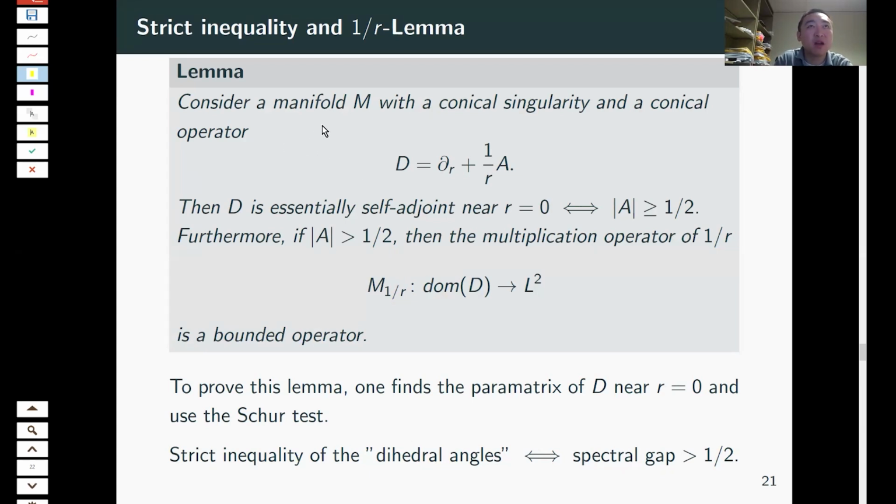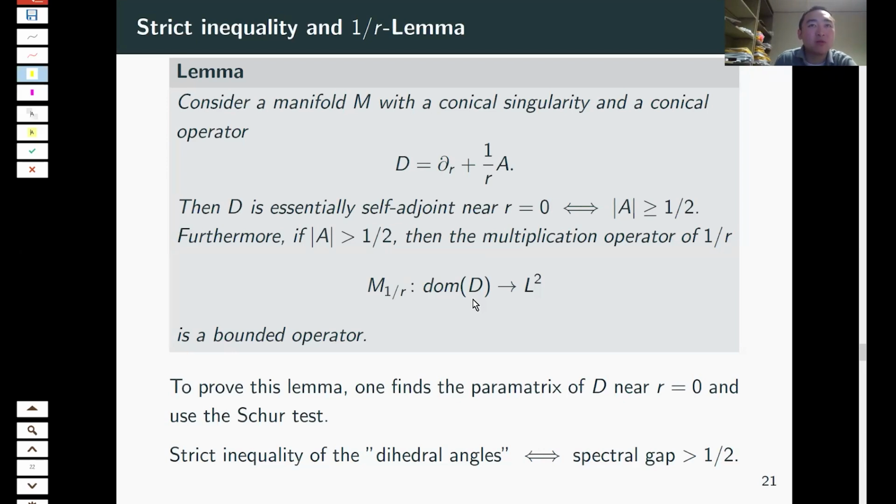Consider a manifold with a conical singularity and a conical operator like this. Then it's known classically that D is essentially self-adjoint near r equals 0 if and only if A has a spectral gap greater than or equal to 1/2. Furthermore, if A is strictly greater than 1/2, then 1 over r, the multiplication operator, is indeed a bounded operator from the domain of D to L2. And with this lemma, we can actually prove the index is the same because the homotopy argument now works.